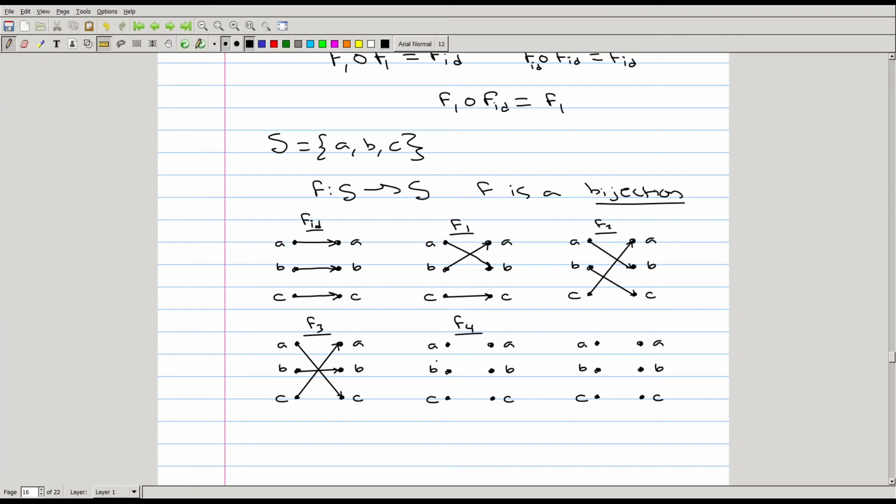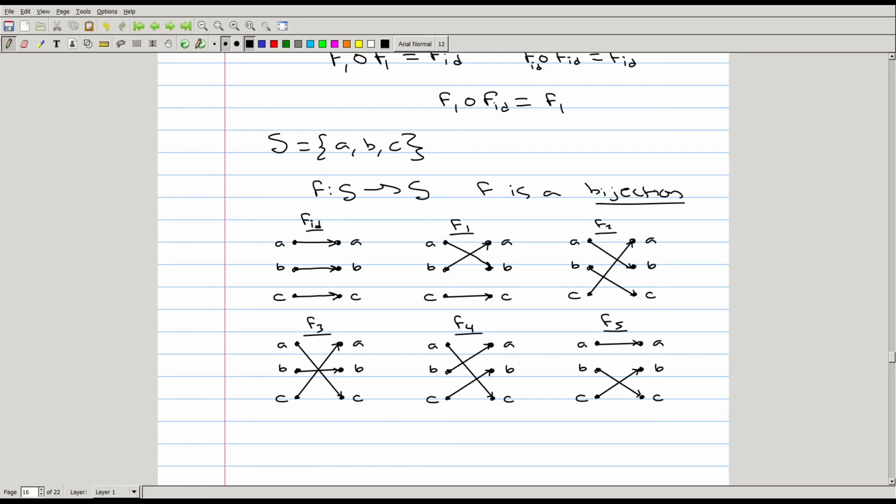F4, which takes A to C, C to B, and B to A. And lastly, F5, which takes A to A, B to C, and C to B.